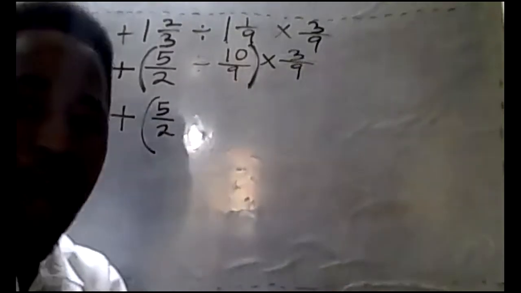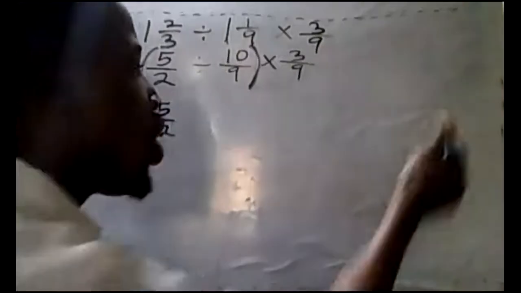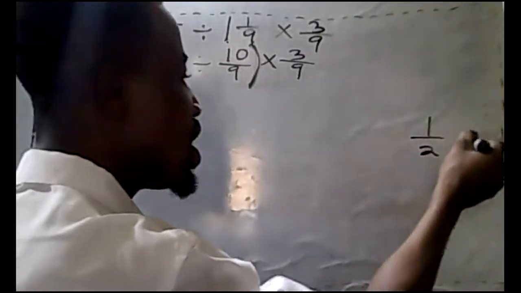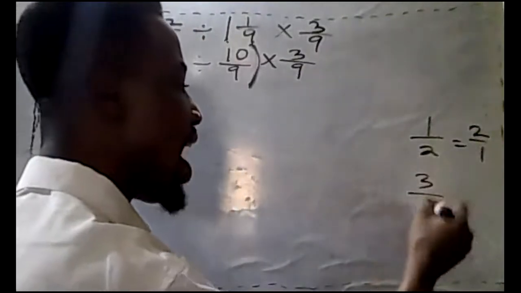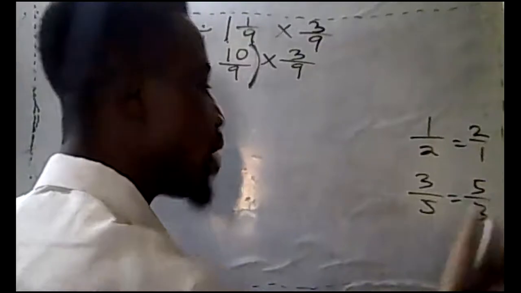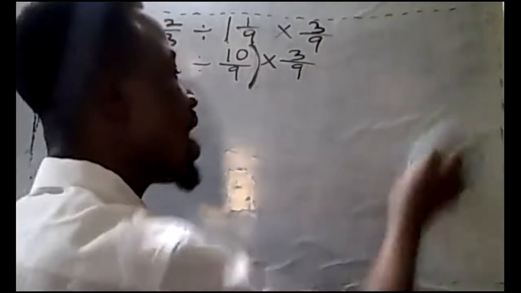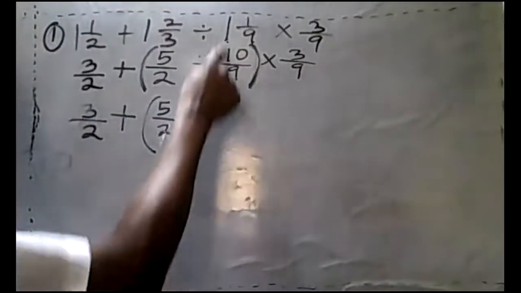And when that is done, it will bring about the reverse or inverse of this. There's something called inverse. The inverse of 1 over 2 is 2 over 1. The inverse of 3 over 5 is 5 over 3. You get it now? All right? So it's going to bring about the reverse of 10 over 9.